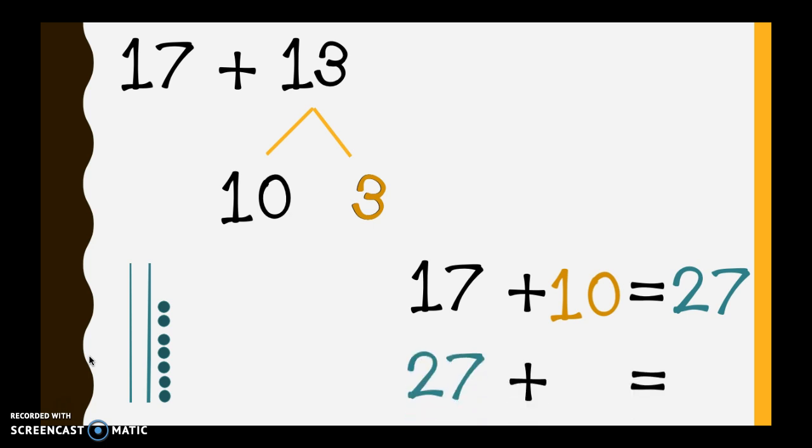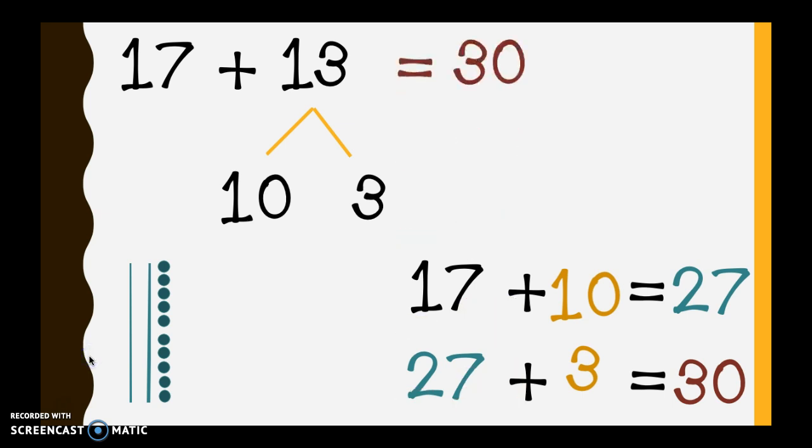Okay, does yours look like mine? 27 plus 3. Oh, good. That's the other part of 13, so I have to add it. I added the 10s first, now I'm adding the 1s. I'm going to go ahead and add those 3 to my picture, and I'm going to count up 27, 28, 29, 30. So 17 plus 13 must equal 30.